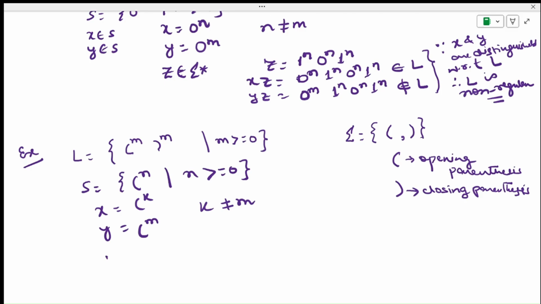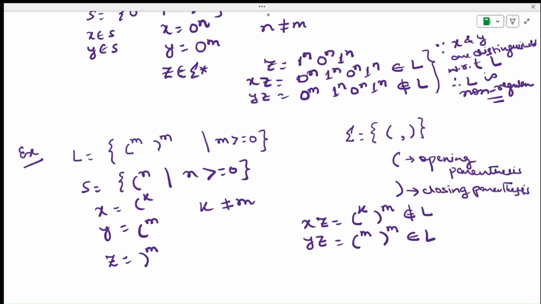Find out some z that belongs to sigma star. Suppose I take z as closing parenthesis raised to the power M, where M is any positive integer. Now concatenate x with z and y with z. This will result in open parenthesis raised to the power K followed by closing parenthesis raised to the power M, and this is opening parenthesis raised to the power M, closing parenthesis raised to the power M. Now we can clearly see this is not in the language L, whereas this belongs to L.